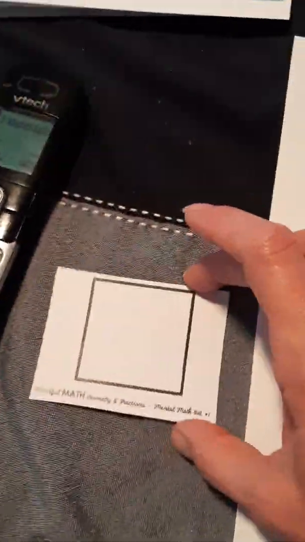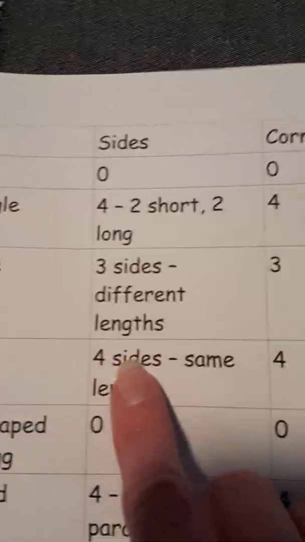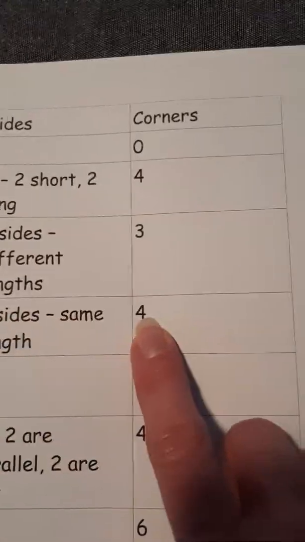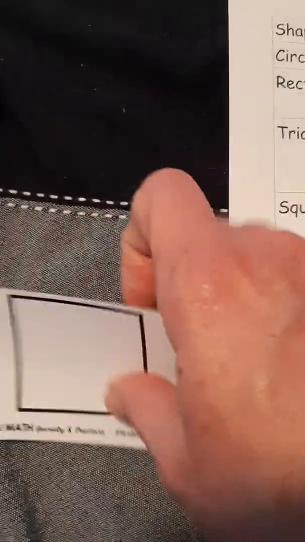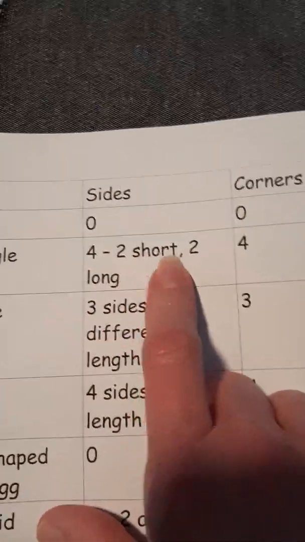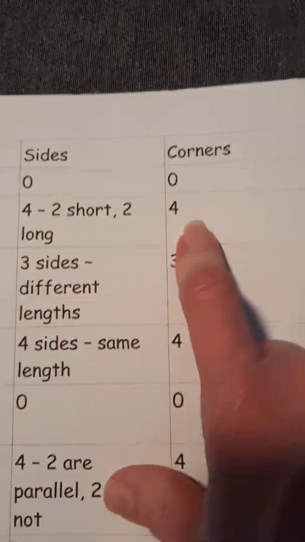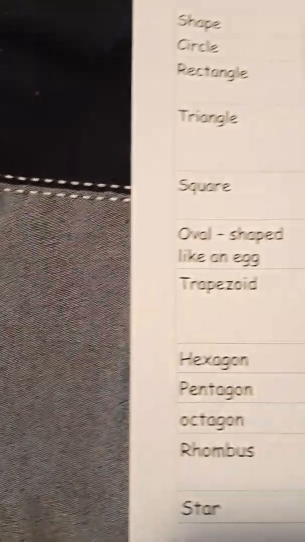What's this shape? 4 sides equal length makes it a square. You see? 4 sides, same length, 4 corners. 1, 2, 3, 4. Good job. What's this shape? 2 short sides, 2 long sides makes it a rectangle. You see? 4 sides, 2 short, 2 long, 4 corners. 1, 2, 3, 4. Good job.